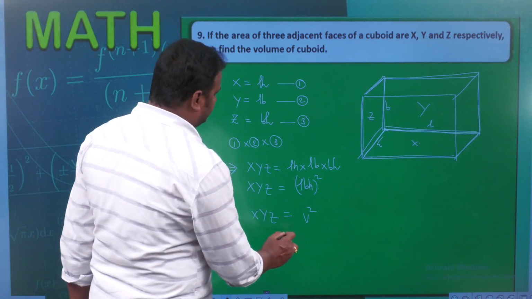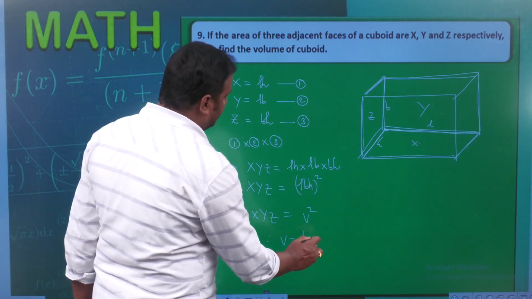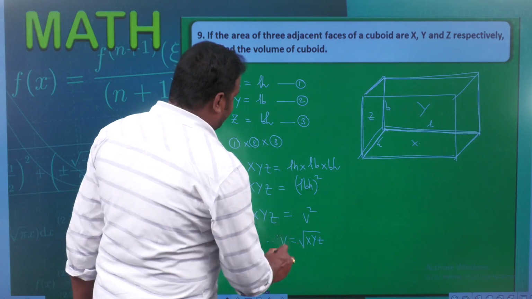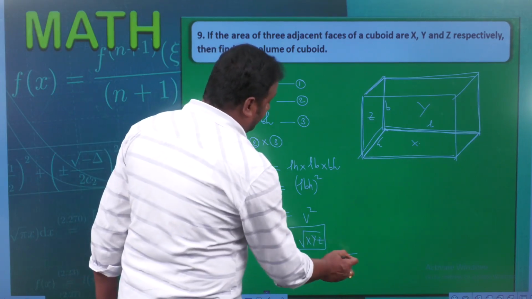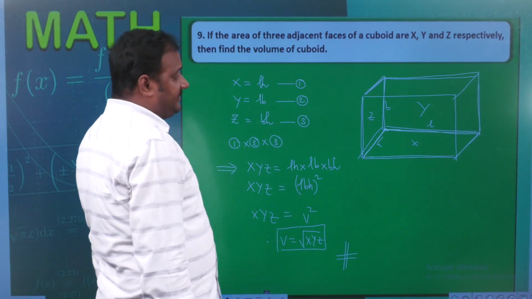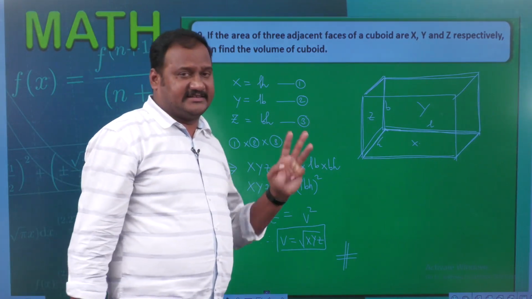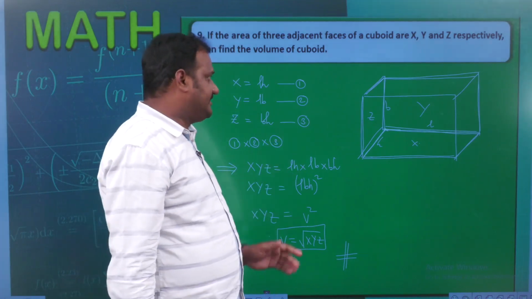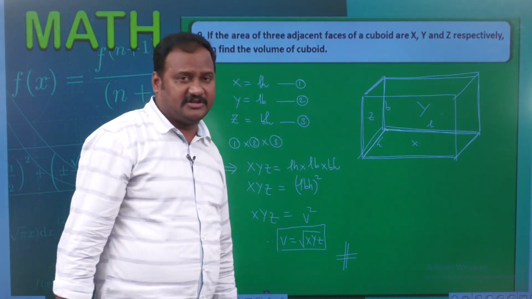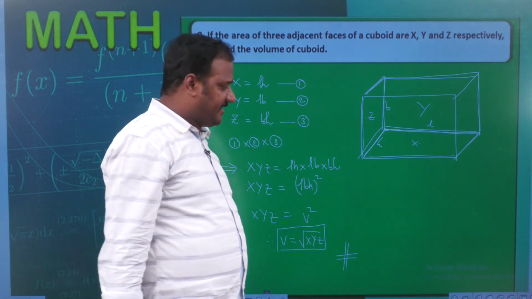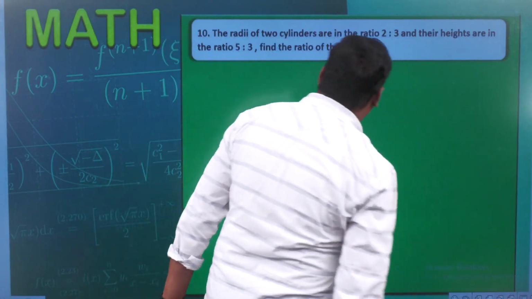Therefore, what is the volume? Is equal to square root XYZ is the volume of the cuboid, where the base area is X and the three adjacent sides whose areas are XYZ, then the volume is equal to square root XYZ. Is it not interesting? Right. Coming to the next problem.